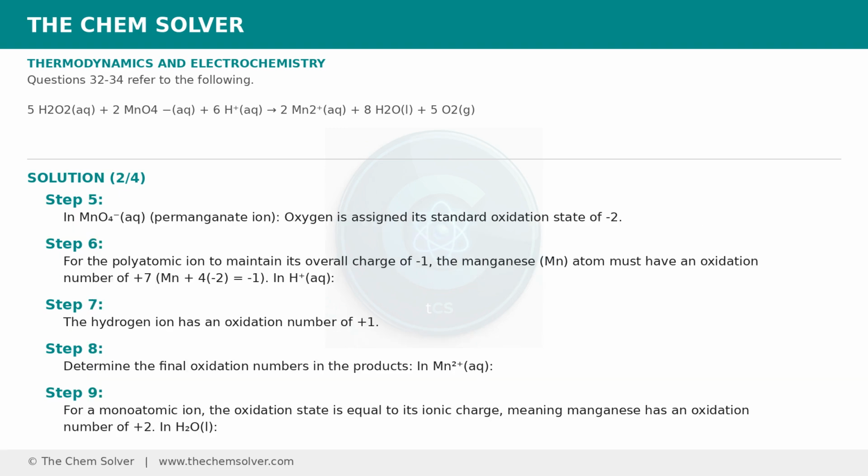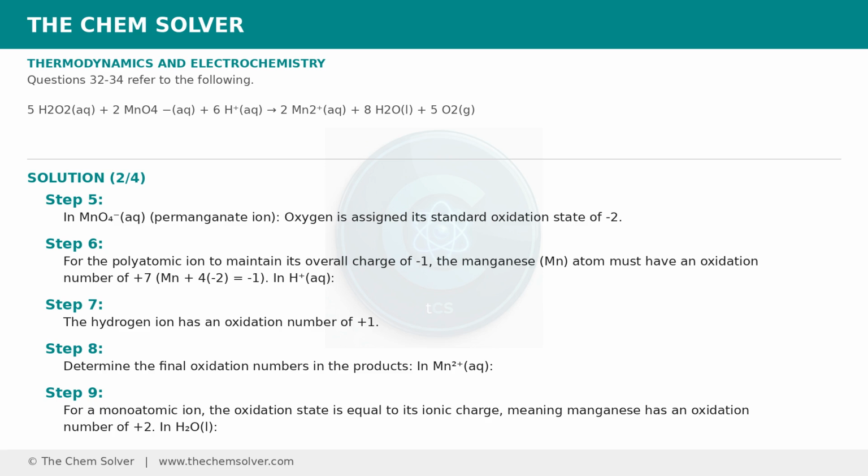In MnO4⁻, the permanganate ion, oxygen is assigned its standard oxidation state of -2. For the polyatomic ion to maintain its overall charge of -1, the manganese, Mn, atom must have an oxidation number of +7: +7 + 4(-2) = -1. In H⁺, the hydrogen ion has an oxidation number of +1.